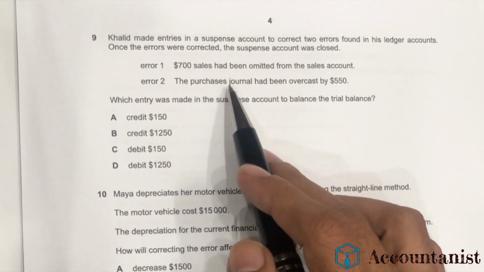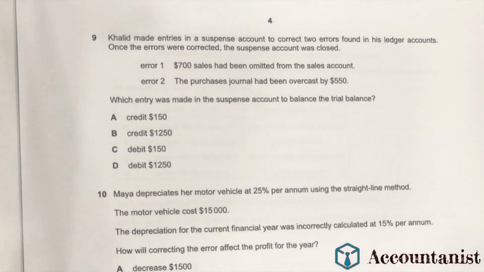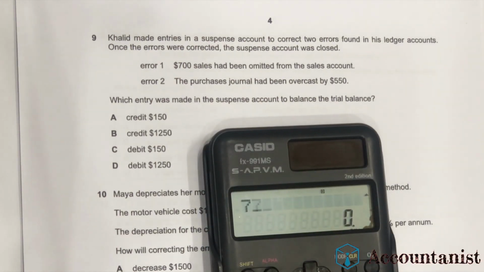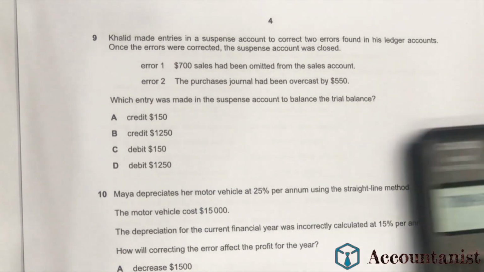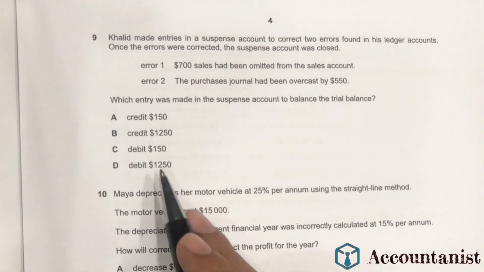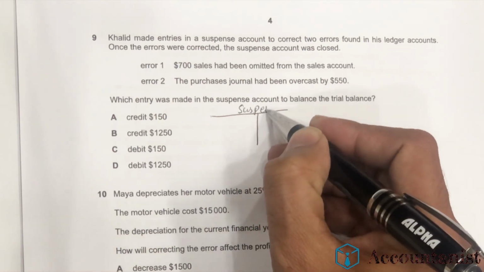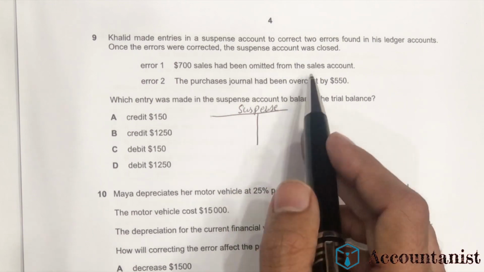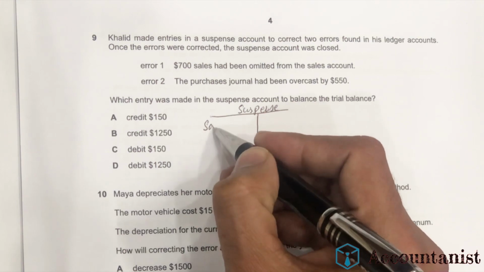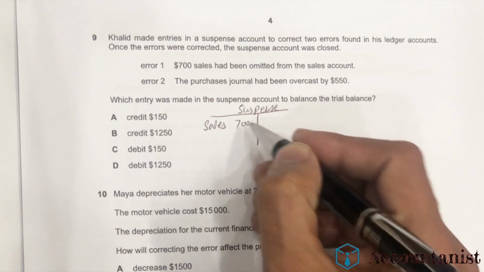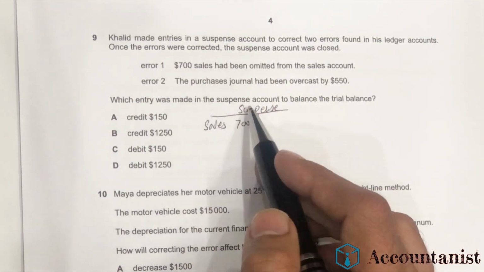In both of these entries it is going to be on the debit side, so the total of 700 plus 550, 1250, is the balance that should come up on the credit side here. So let me make a suspense account for you to make it clearer. The first entry will be sales credit and suspense account debit, so I will record here sales, 700. In the second I have to reduce the purchases because it is overcast, so purchases credit and suspense debit.